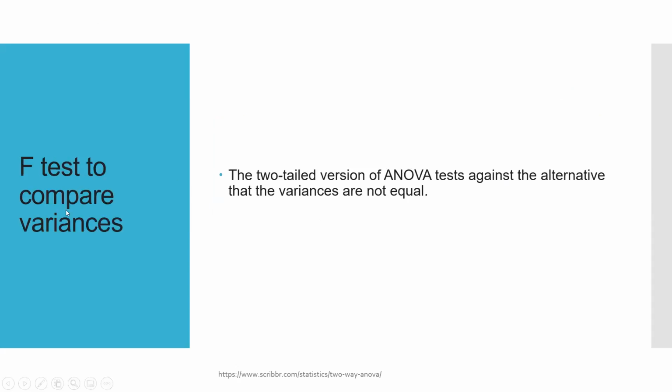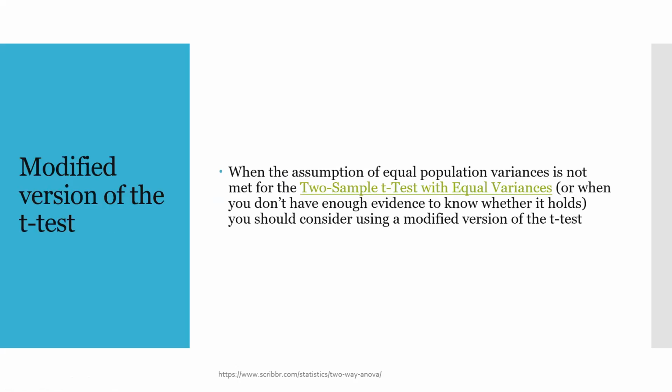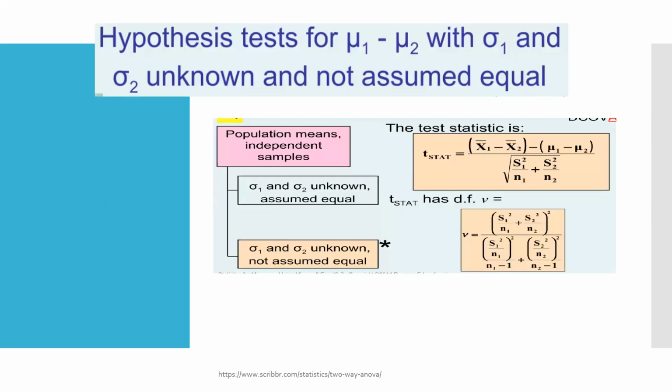So the f-test compares the variances. Here the two-tailed version of the test is against the alternative that the variances are unequal. So the two-tailed version is specified whenever we are going for this assumption that the variances are not assumed equal.